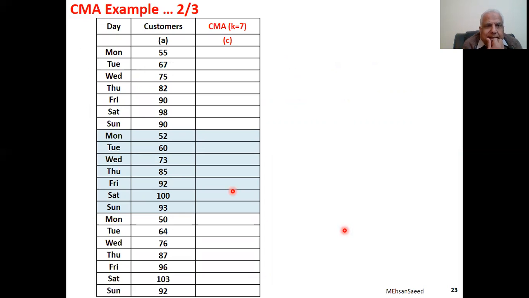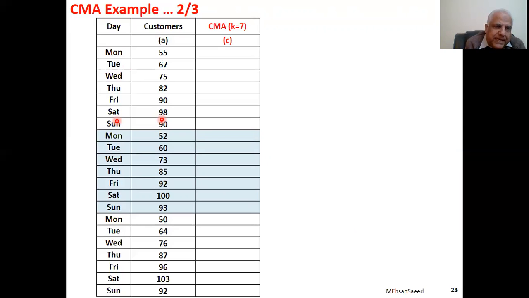The restaurant manager can now work out the centered moving averages, but what value of K to take? Well, there are 7 days in a week. We are talking about days, and there are 7 days in a week. So logically, K should be 7. So if K is equal to 7, that means that this data has to be averaged. And where is the average to be placed? At the statistical middle of the week.